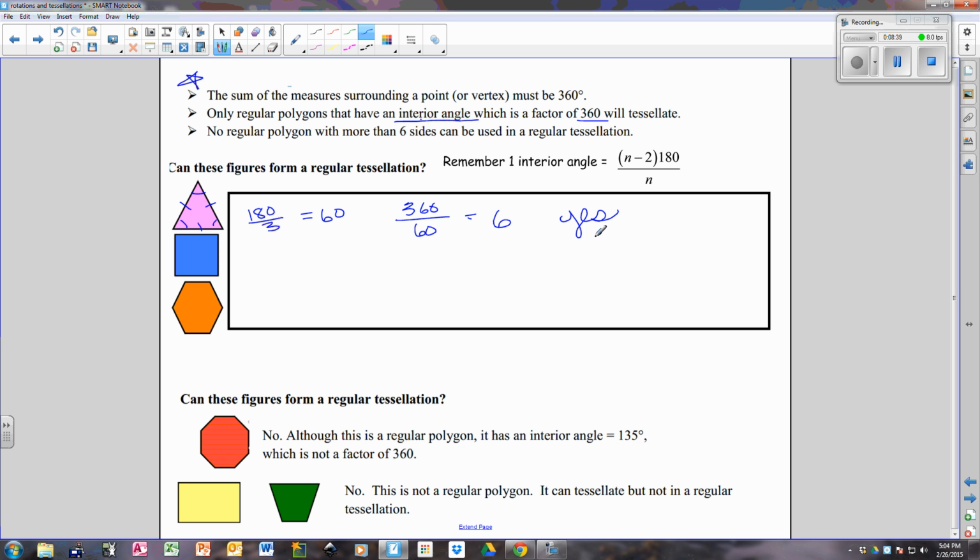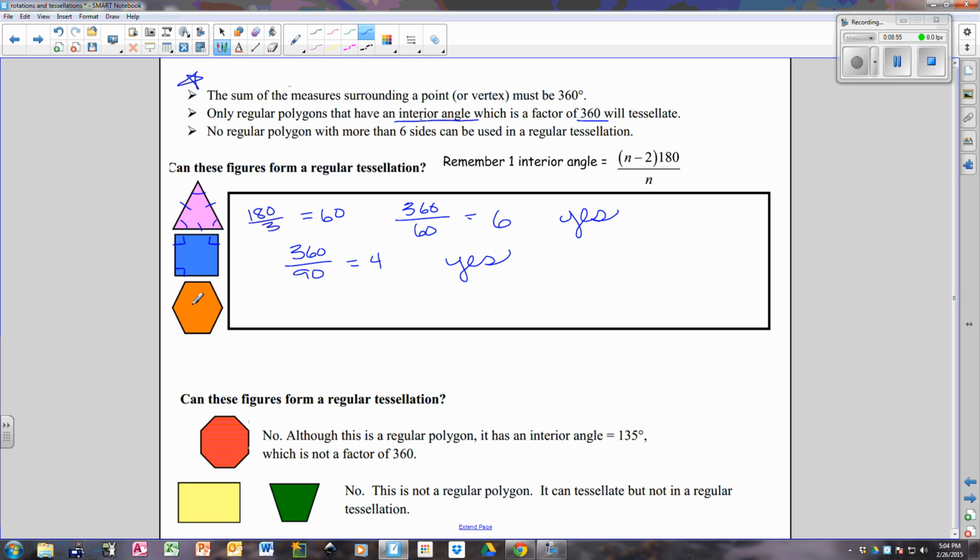Plus I already knew that. It was the one on the other page. Okay, this is a square. So we know in a square all the angles are 90. So all you have to do is take your 360, divide by 90, and you get 4. So therefore, this will tessellate.